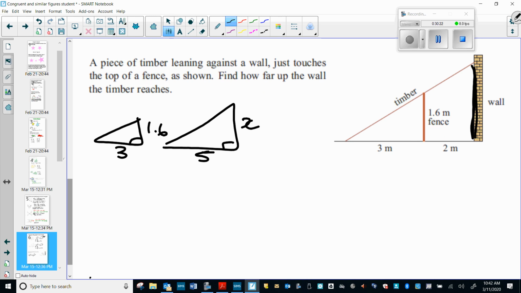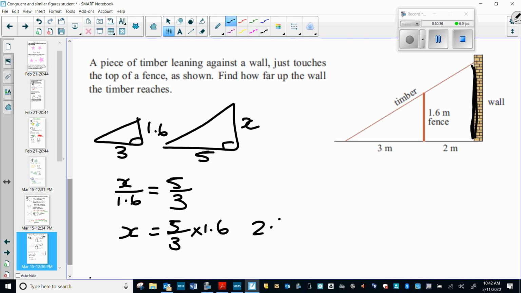That's good. x over 1.6 equals this again, so x is equal to 5 over 3 multiplied by 1.6. That's 2.67. Okay, so let's put 2.67 to 3. Oh no, metres.